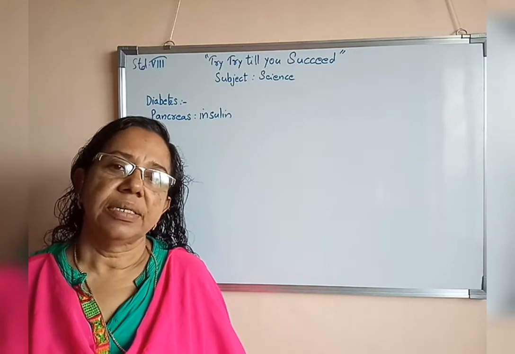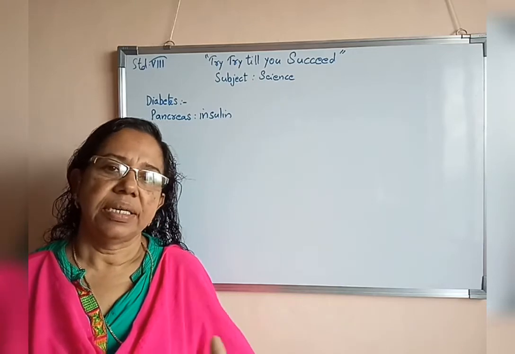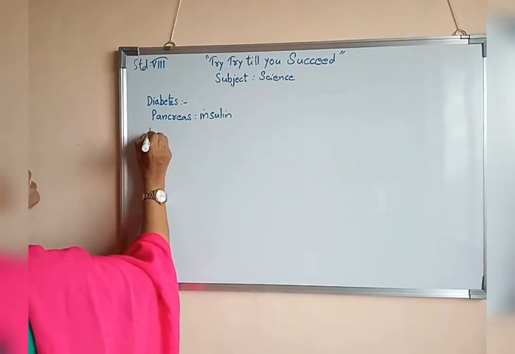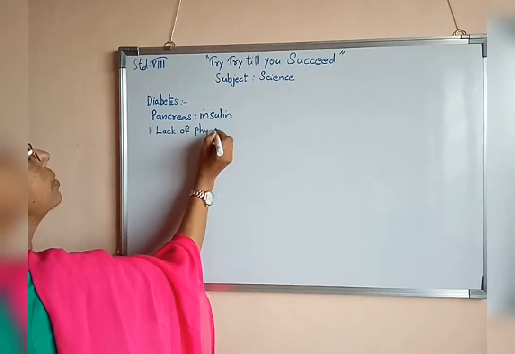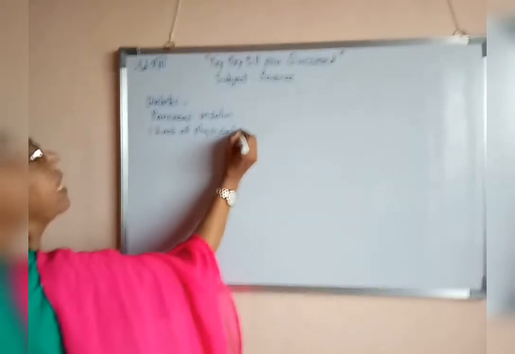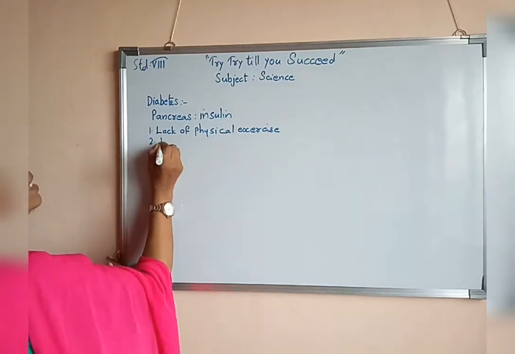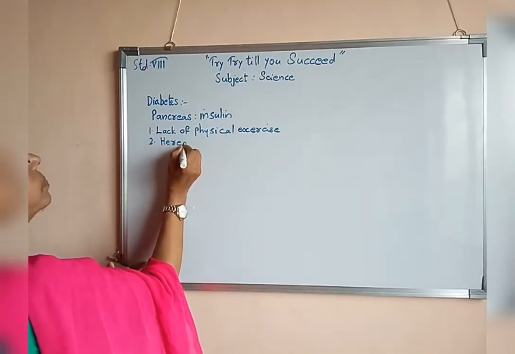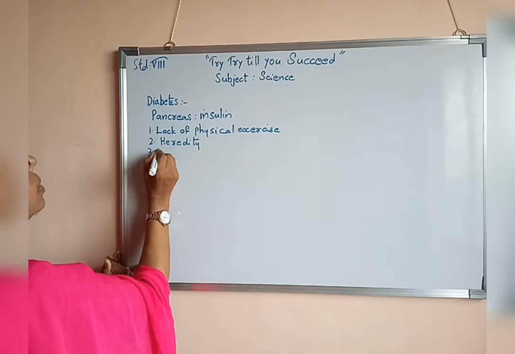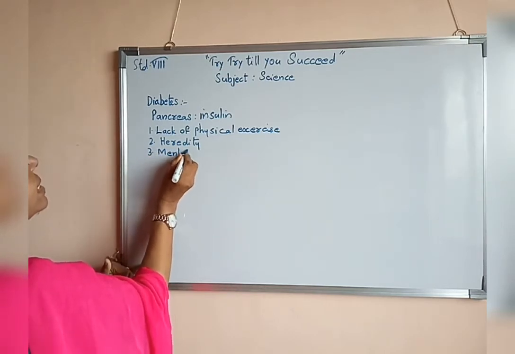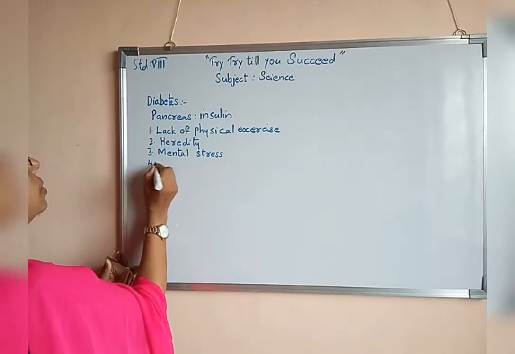Now, what are the reasons for getting diabetes? One reason, lack of physical exercise. Second reason, heredity. Third reason, mental stress. Fourth reason, obesity.